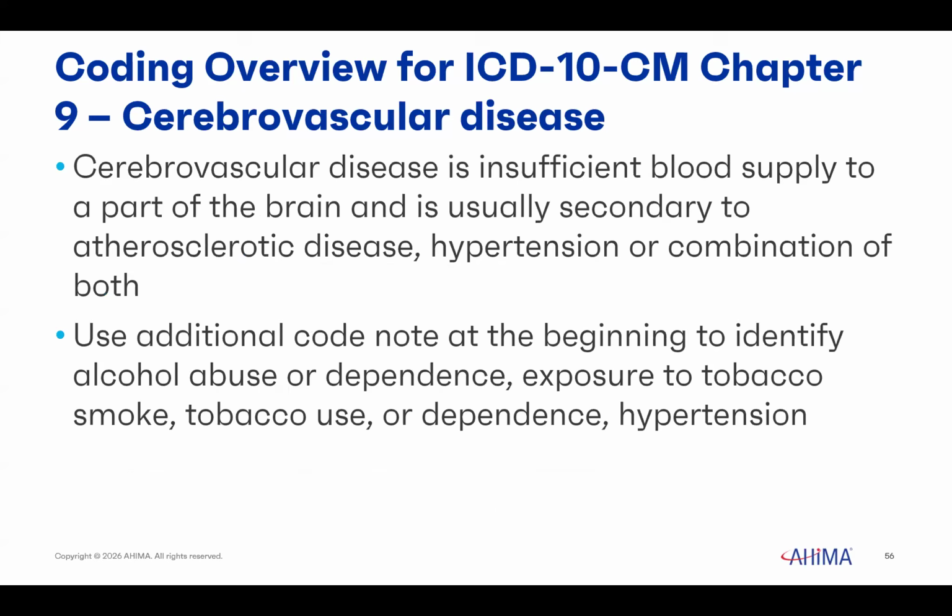Cerebral vascular disease is basically insufficient blood to a part of the brain. It's usually secondary to atherosclerotic disease, hypertension, or very commonly both. We would use additional codes at the beginning to identify alcohol abuse or dependence, exposure to tobacco smoke, tobacco dependence, and hypertension.